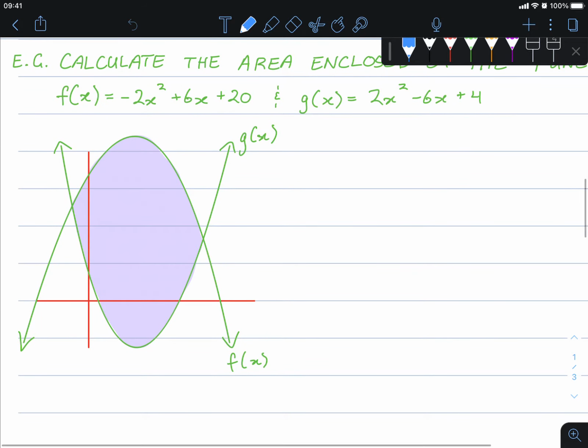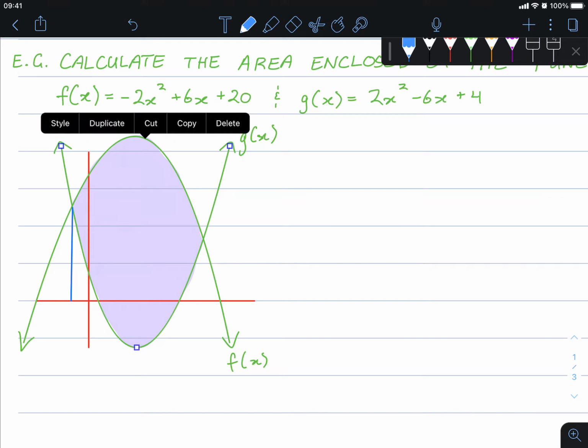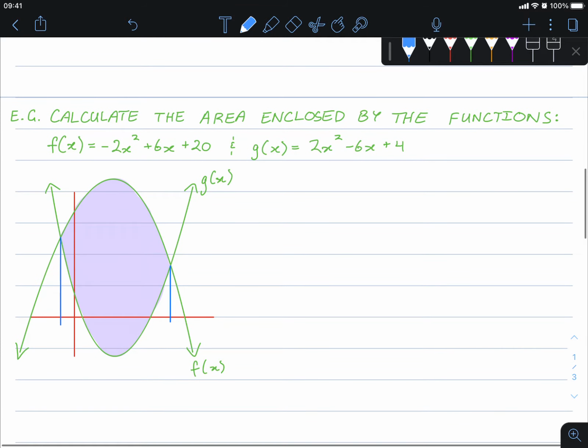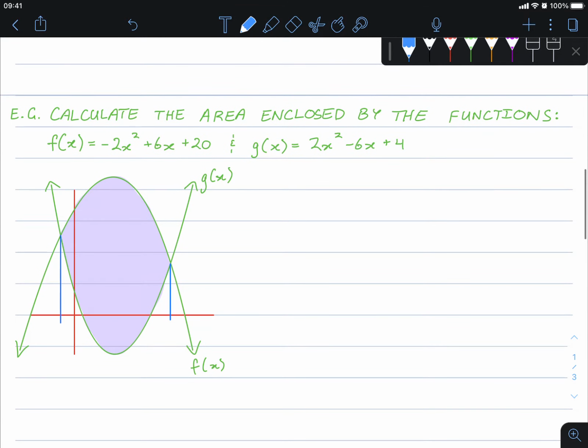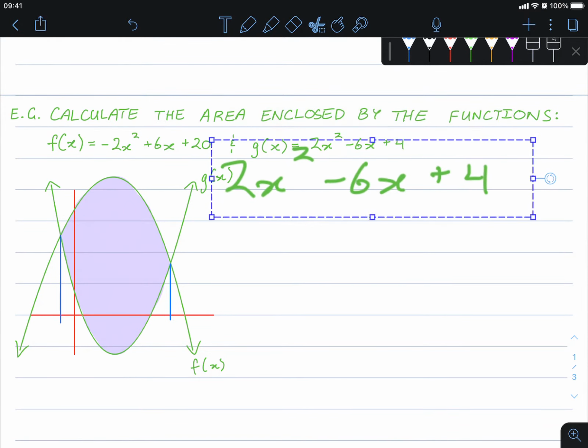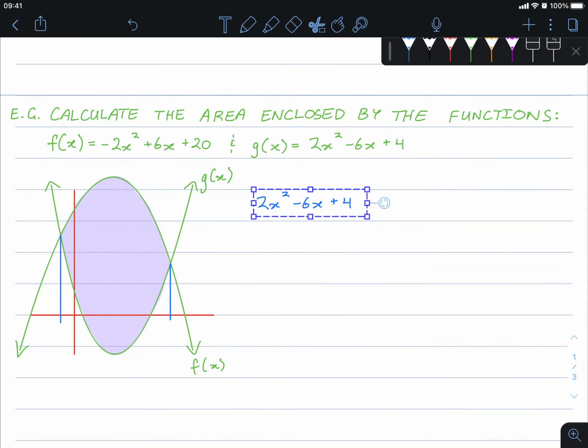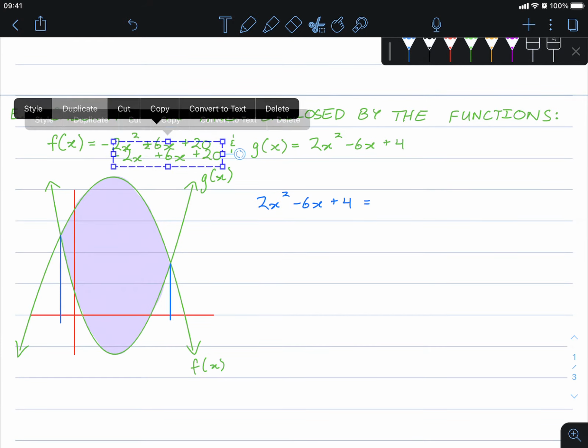First thing we need to do is figure out the interval that we are working on. So we're looking for these x-intercepts. Whatever they are, we need to find them. To do this, once again, we're going to simultaneously solve them by letting these two equations equal each other. Let's be lazy and use the features of the iPad. It's blue equals this other one here.